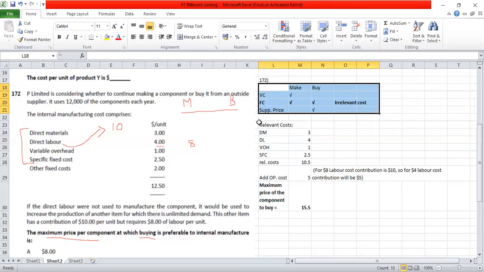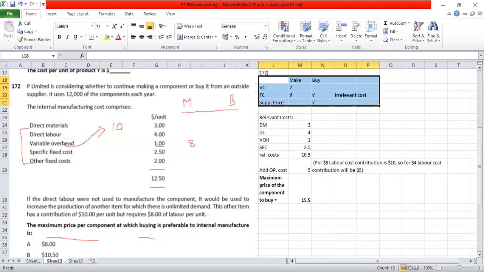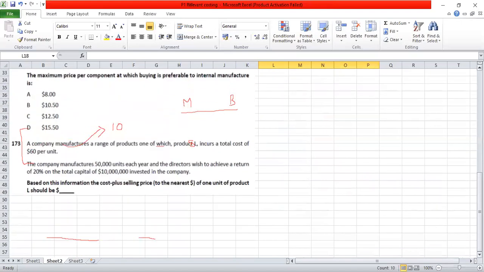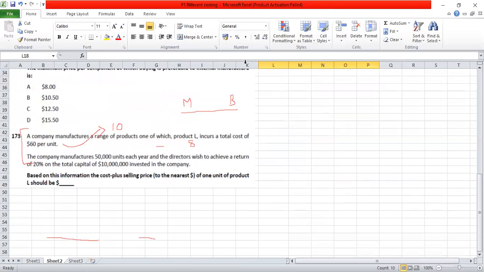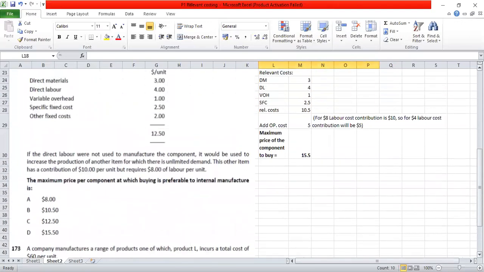Any doubts? Any doubts? You there? Ma'am? Yeah. Ma'am, so this opportunity cost here denotes the profit of making that component, ma'am. I mean, like the profit we earn from that.